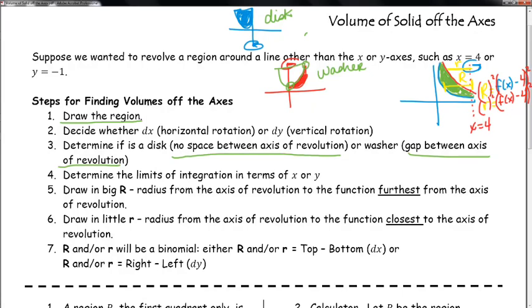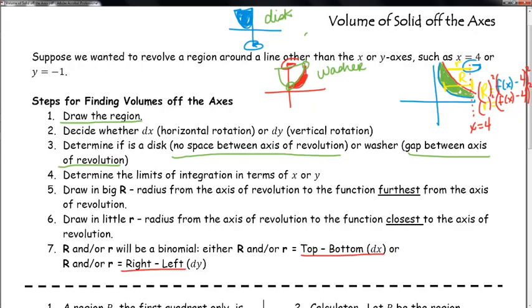So big R is going to be top minus bottom, that's dx, or right minus left, that's your dy. And the same is true for your lowercase r, it is either going to be top minus bottom, which is dx, or left minus right. So the big R is the furthest distance, the little r is the smallest distance.